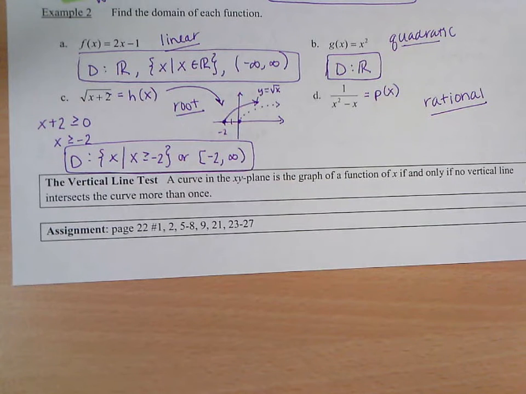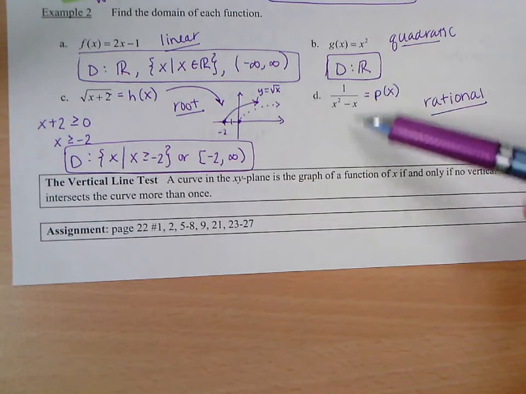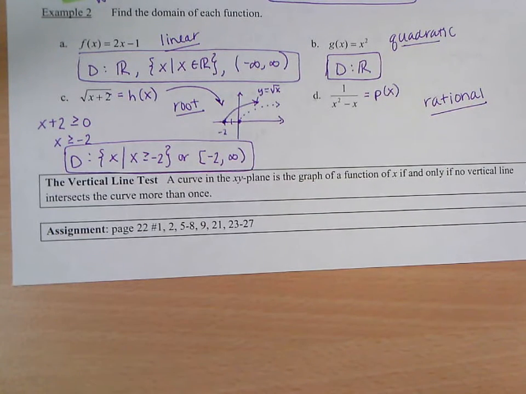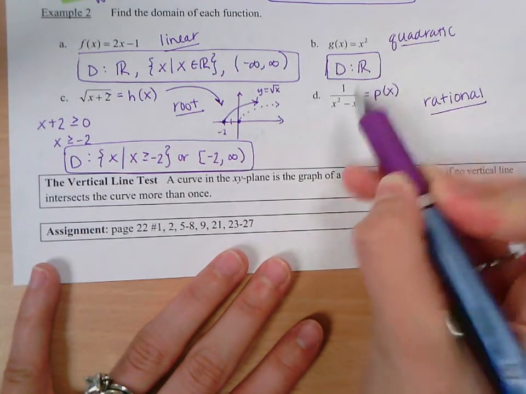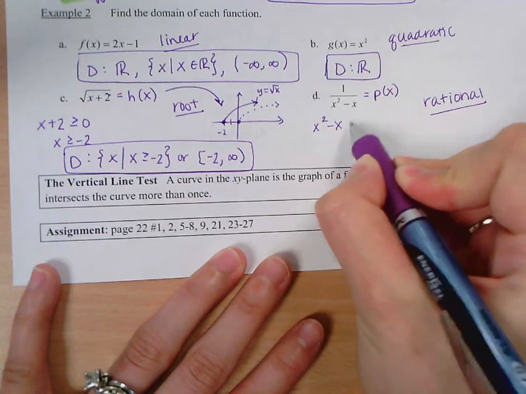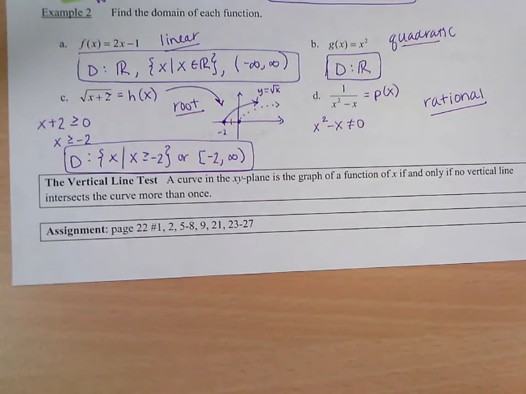Yeah. So remember, when you're finding domain, you're finding where the function exists or for what values the function exists. So if you have a fraction, where does a fraction not exist? Or what makes a fraction undefined? When the denominator is 0. So I'm going to take the denominator and say x squared minus x can't equal 0, and then just solve it for x. And that gives me what x cannot be.